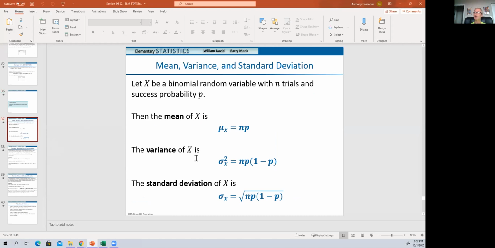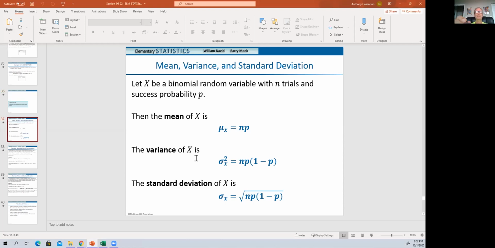So here's the definition of the three. You have the mean, which is n times the probability of success, which is p. And then you could see the standard deviation and the variance, where it's n, p, and 1 minus p. A lot of other stats books use the letter q, and that's 1 minus p, which is the probability of failure, but this book doesn't do that.